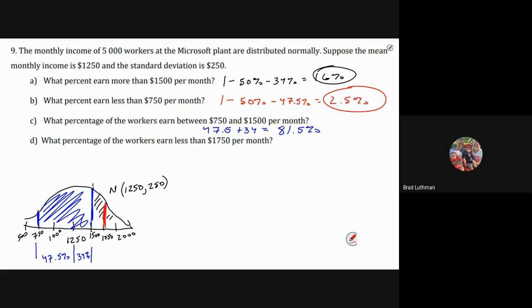What percentage of workers earn less than $1,750 per month? Here's what I'm going to do, guys. This is plus 2 standard deviations above. We figured out a million times already that this is 2.5% here. So if we're going less than, which is all of this, I'm going to go 1 minus 2.5% and get 97.5%.